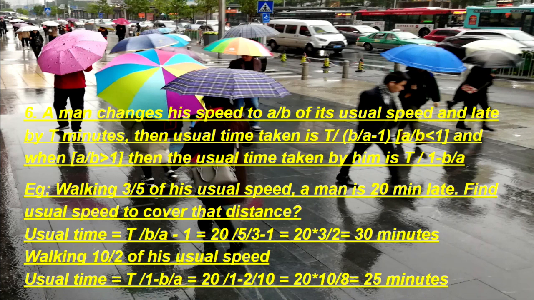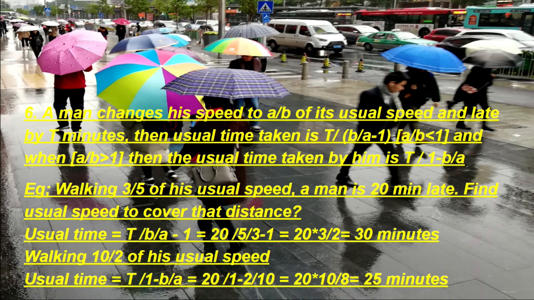The next one is when a person changes his speed, then it becomes a by b. If it is the usual time, he is late by 10 minutes. Let us come to the example. 3 by 5 is the usual speed, and a man is 20 minutes late. We have the time and his speed is 3 by 5. Again we have to find the distance, so here we use the formula t by (b by a minus 1), equal to 25 by 3 minus 1. Because when the denominator is bigger than the numerator, it changes.